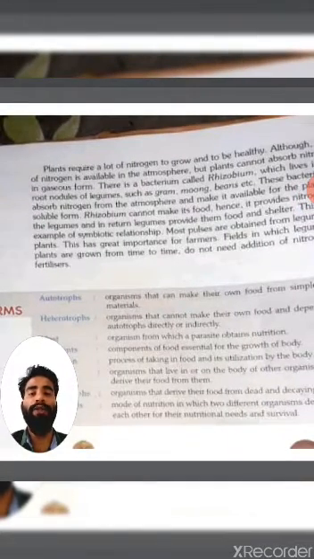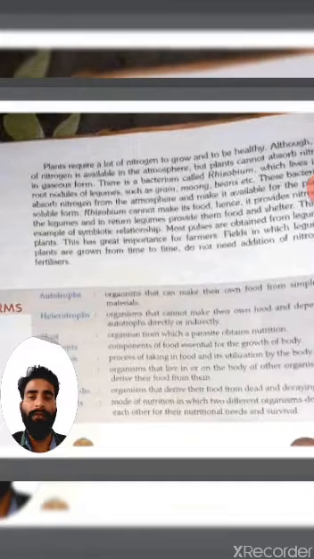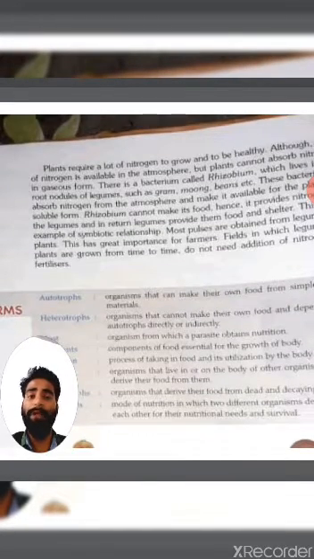Plants require a lot of nitrogen to grow and to be healthy. Although nitrogen is available in the atmosphere, plants cannot absorb nitrogen directly from the air. There is a bacterium called Rhizobium which lives in the root nodules of leguminous plants such as gram, mung beans, etc. These bacteria absorb nitrogen from the atmosphere and make it available. Rhizobium cannot make its own food. Hence it provides nitrogen to the legumes, and in return legumes provide it food and shelter. This is known as a symbiotic relationship.